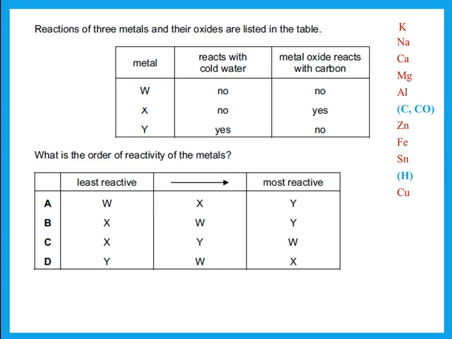But if the metal is above carbon in the reactivity series, the carbon will be less reactive than the metal, so it cannot displace it from its oxide. So I cannot say carbon plus magnesium oxide. It won't work because carbon is less reactive and will not displace the magnesium. I cannot say carbon plus aluminium oxide because carbon is less reactive than aluminium and will not displace it. So if its metal oxide does not react with carbon, that means it's above carbon. The one that reacts with carbon is below carbon. So that means that W is more reactive than X, and that means that X is the least reactive of these three. So my answer is B.